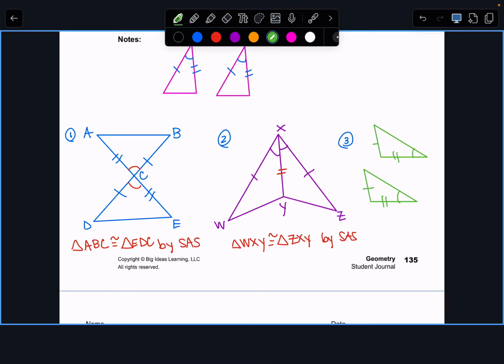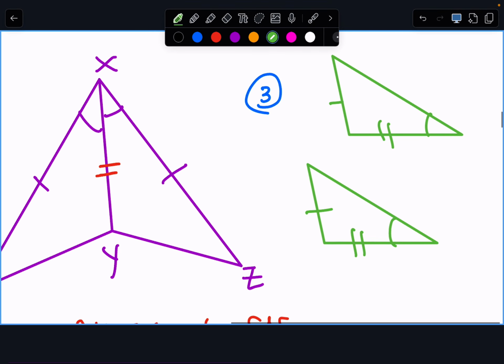Are these two congruent? Yeah, you can go side, angle, side. Is the angle in between the sides? No, it's like side, side, angle.